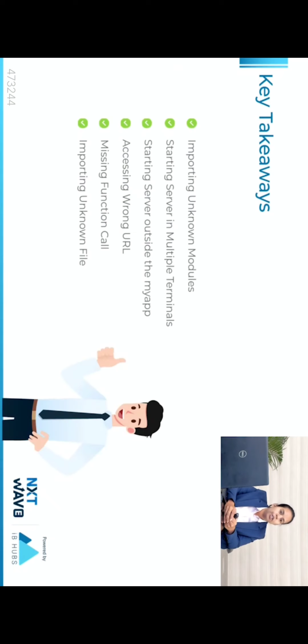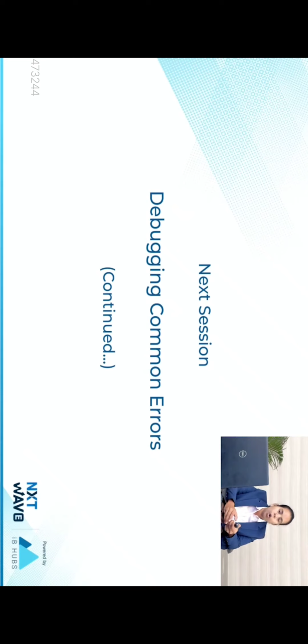So, in today's session, we have covered a few common errors and we have seen how to debug those common errors. The first one is importing unknown modules. Then starting the server in multiple terminals. Then we have seen starting the server outside the My App. There are others, where we are trying to access the wrong URL, missing the function call, or importing an unknown file. So we have seen appropriately how to handle these common errors. In the next session, we'll cover some more common errors and we'll see how to debug them.